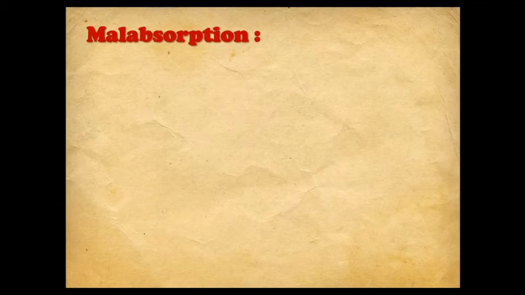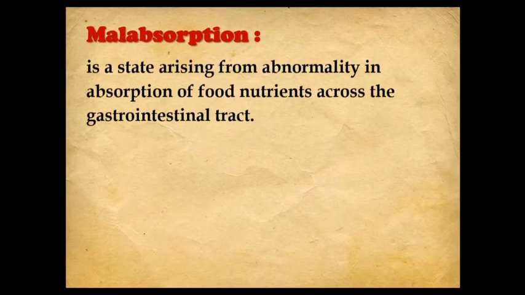Now firstly we will start with the definition of malabsorption. Malabsorption can be defined as a state arising from abnormality in the absorption of food nutrients across the gastrointestinal tract. So this is the malabsorption process. You know the prefix mal means improper, wrong, faulty, and this means a bad absorption, or incomplete or imperfect absorption.